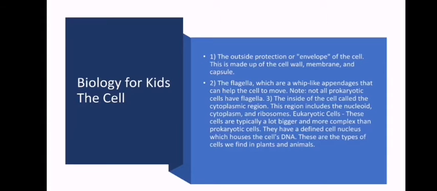They have a divided cell nucleus, which houses the cell's DNA. I think DNA, if you guys know the meaning, please write down in the comments because I'm not sure. I'm going to learn more about it. For example, the dad has the same DNA as the child. If the dad doesn't have the same DNA, that means he is not the child's father. As we're saying, these are the types of cells we find in plants and animals.